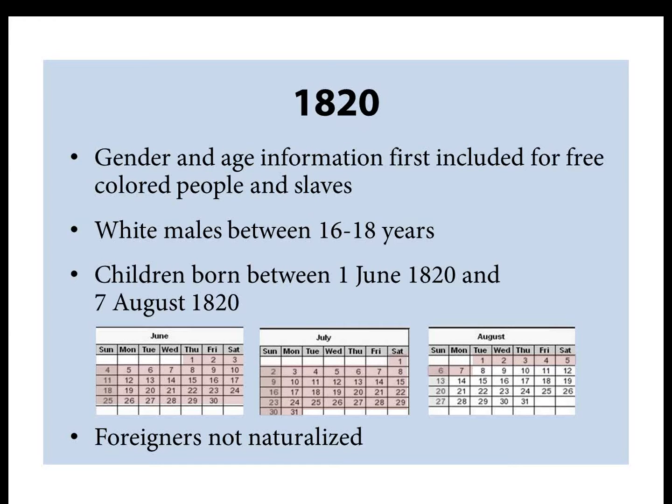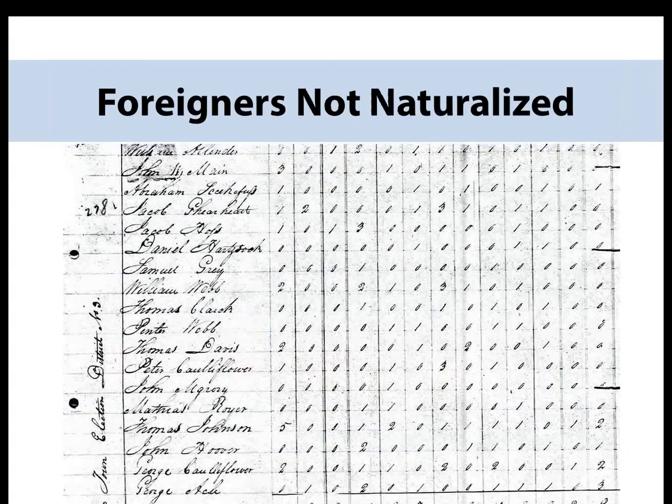There's also information on the 1820 census about foreigners who are not naturalized. And we can see that on the next slide here. There is Thomas Johnson, who is right towards the bottom here. And in his household, there are several members. There's young boys. There seems to also be some young females. But in this column right here, there's the number 1. So what this tells us is that there is one individual living in this household who is of foreign birth, who is not yet naturalized.